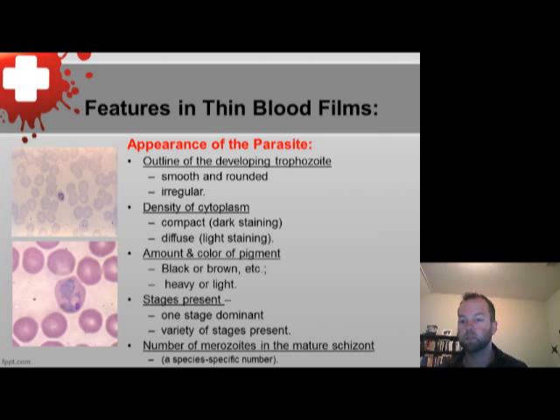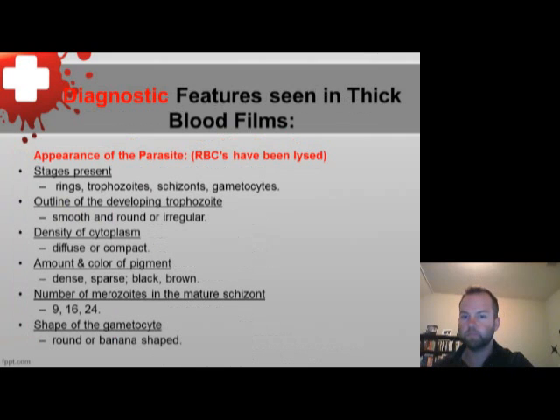Stages present: there's usually one dominant stage, but others can be present. One thing definitely to take note of is the number of developing merozoites in the schizont. This is a species-specific average, so the number of developing merozoites is definitely worth taking note of.